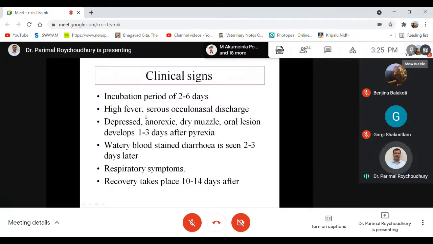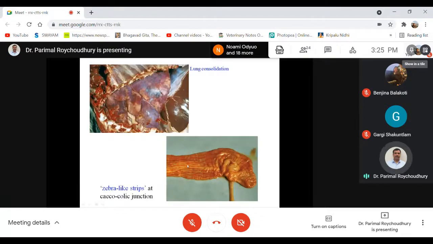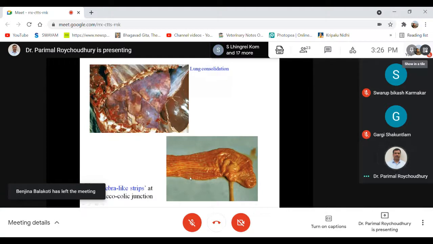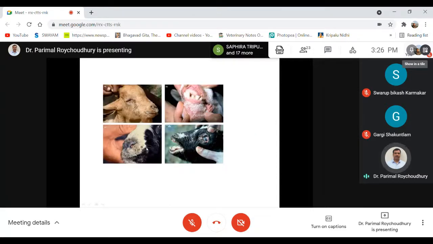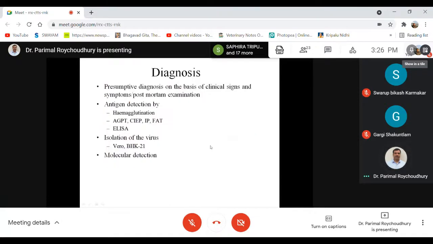So obviously we can see all the respiratory signs and the diarrhea. The inflammation in the intestine is so severe that it leads to blood-stained diarrhea, and then the same zebra stripes can appear. This is another picture that we could see in PPR infection, and here the lung consolidation. To such an extent the lungs are damaged that obviously it will cause death in the animal.